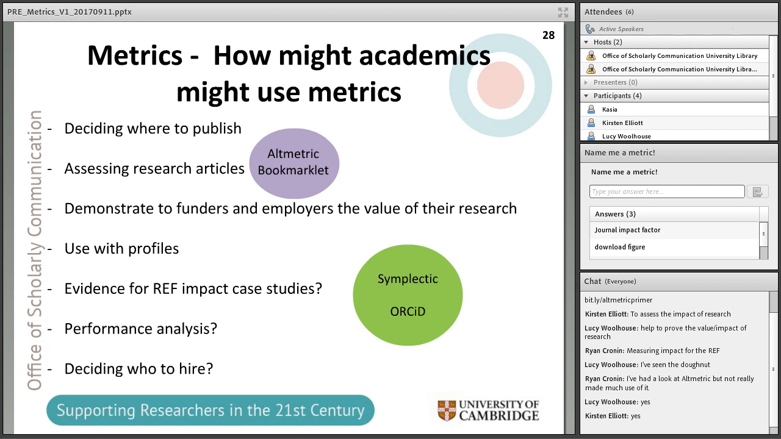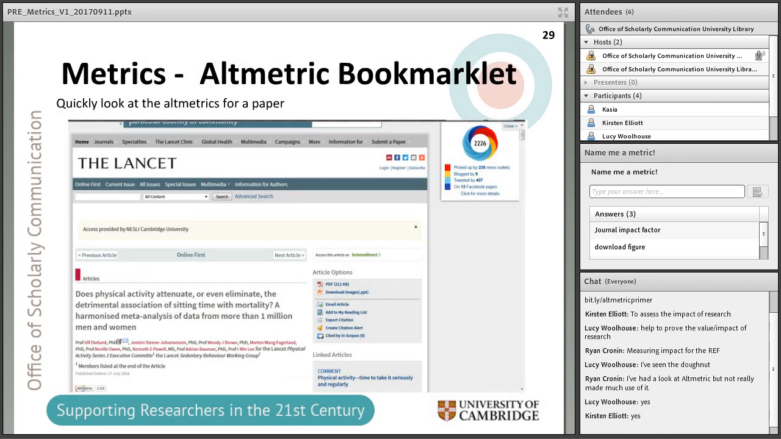One of them is the altmetric bookmarklet, which can really help them to easily assess research articles without having to go into the main altmetric interface. And then things like their Symplectic account and their ORCID can help them with putting it on profiles and using it for the REF and centralizing that.